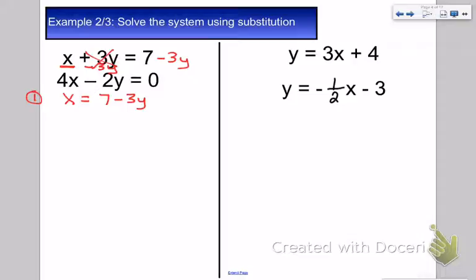So now I'm going to take what I just solved for, that's equal to x, and I'm going to plug it in for that x in the second equation. So again, remember to use parentheses: 4 times the whole expression 7 minus 3y. Then I need to subtract 2y, and that is equal to 0. Distribute.